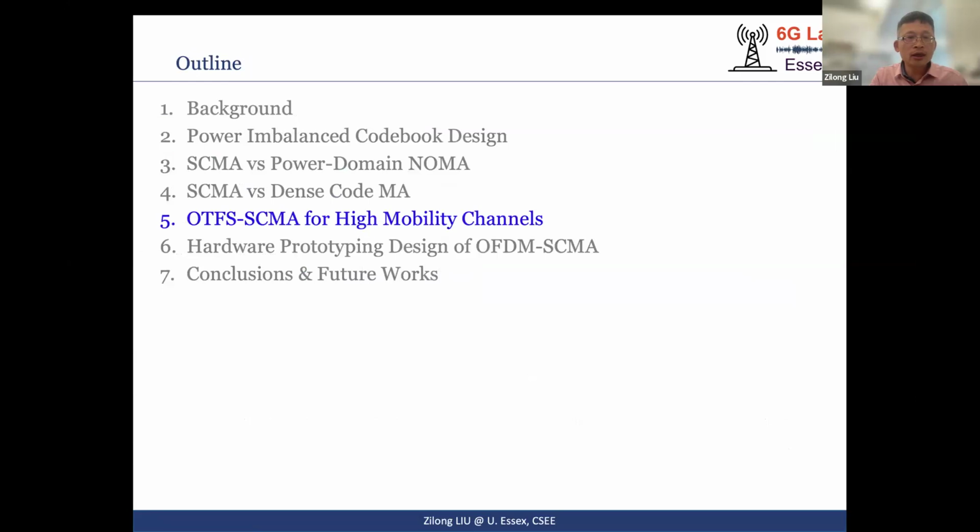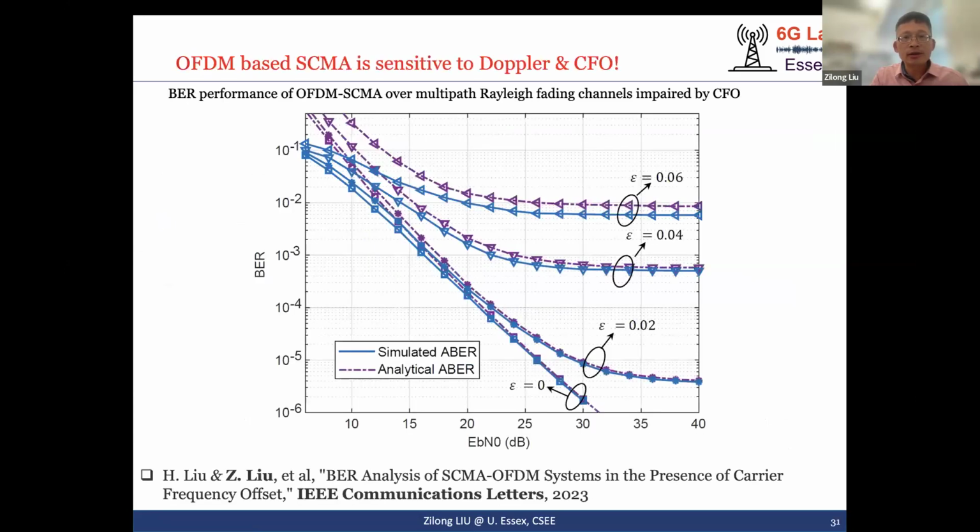SMA. So next, I'm going to introduce the integration of OTFS and SMA. Conventionally, we implement SMA through an OFDM system. The system is effective for the quasi-static channel. However, once we consider a high-mobility channel with a large Doppler or large CFO, in this paper we can see that even with a normalized CFO of 4% of the subcarrier spacing, we are going to have a bit error rate floor. So this means that if we use OFDM to support SMA, we may not be able to achieve very good BER performance in high-mobility channels.